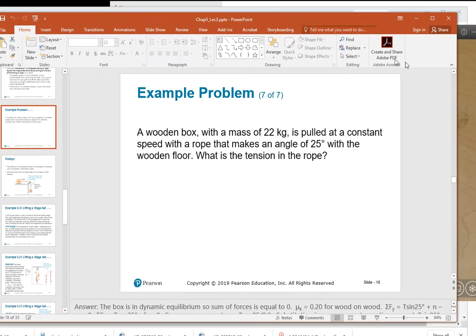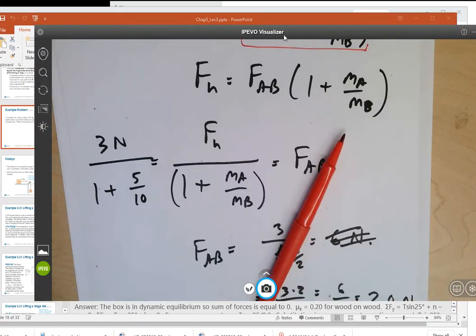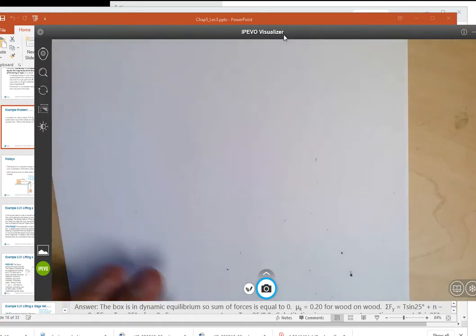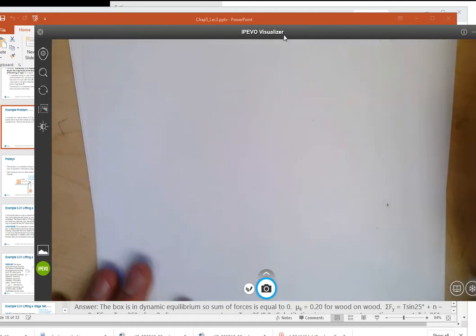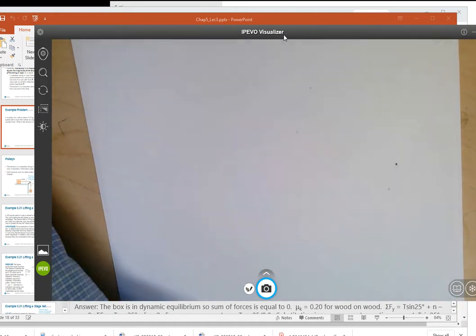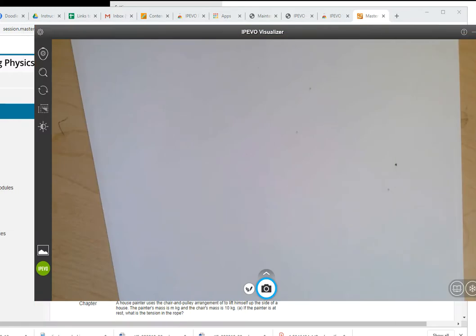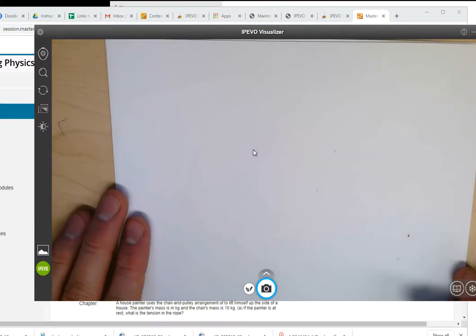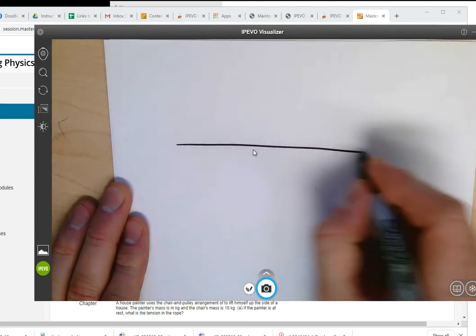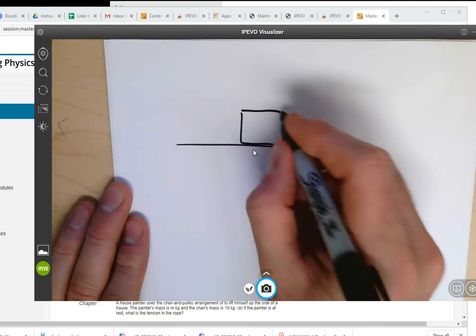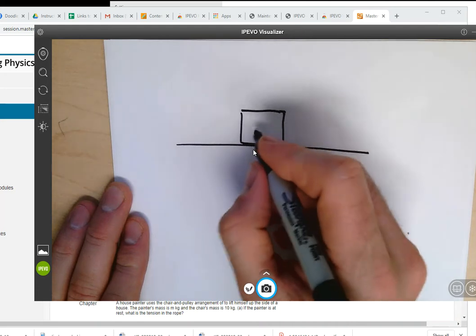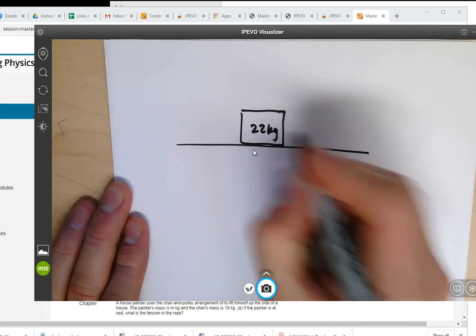That tells us that the acceleration is 0. So let's start fresh with a new piece of paper, some new ideas. I'm going to bring this slide over here just so I can see it. So we have a wooden box, and it has a mass of 22 kilograms. So I'll just write 22 kg in here.